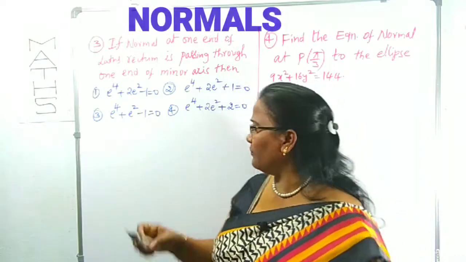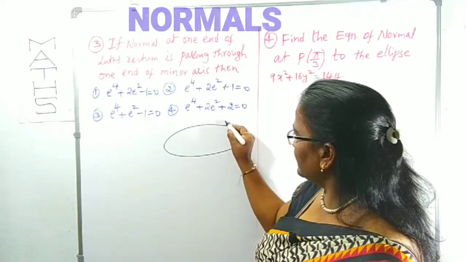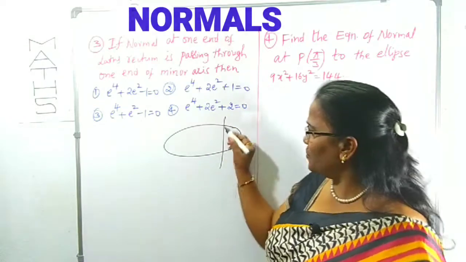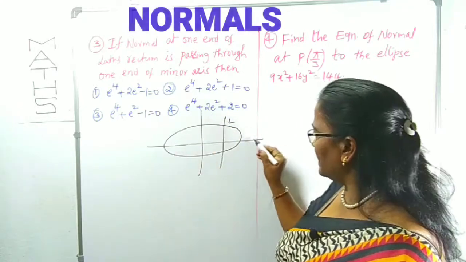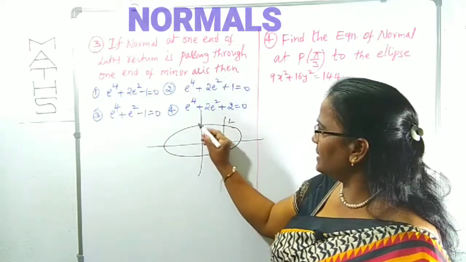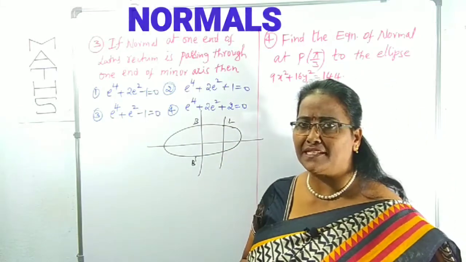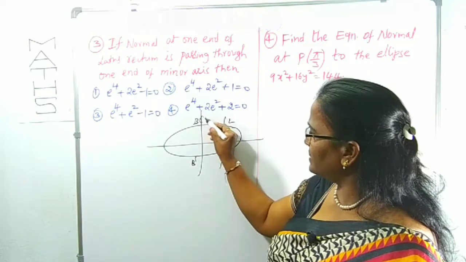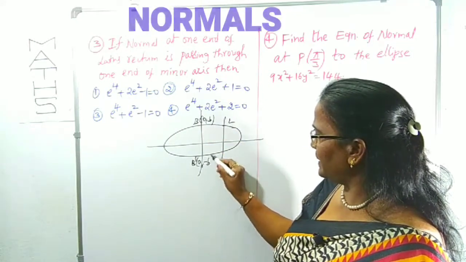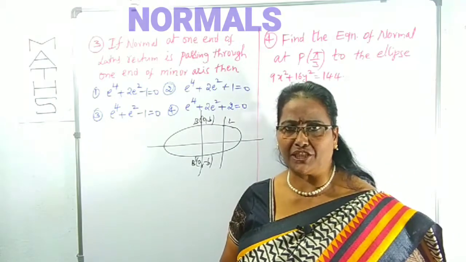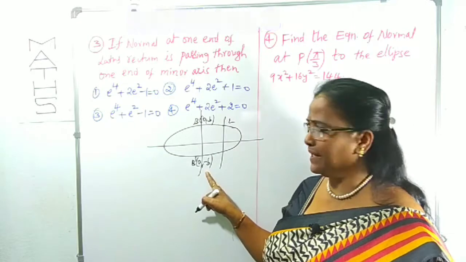For example, if you take this ellipse, this is the major axis and this is the minor axis, and take one end of the latus rectum at L. B and B dash are the ends of the minor axis. B coordinates are (0, b) and B dash coordinates are (0, minus b). All these you know from the introduction part.